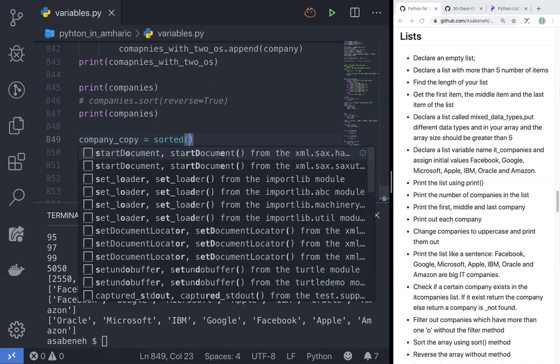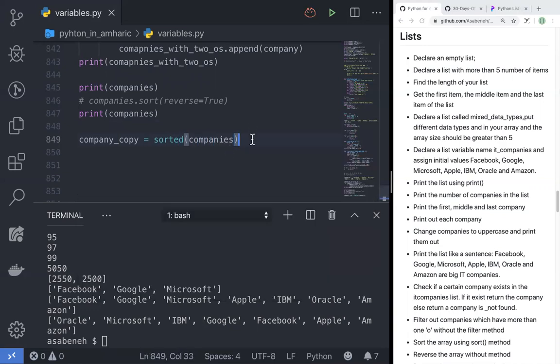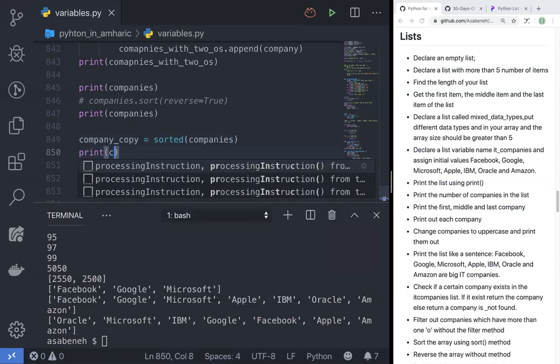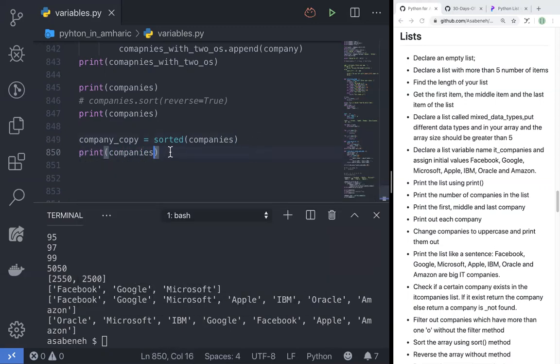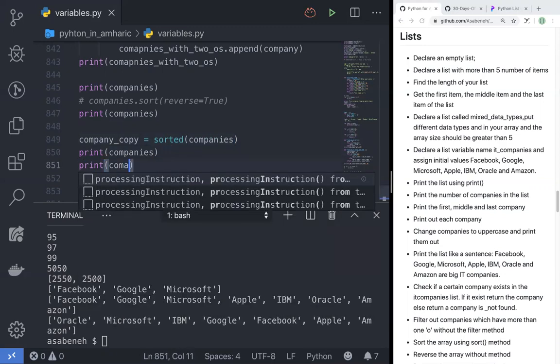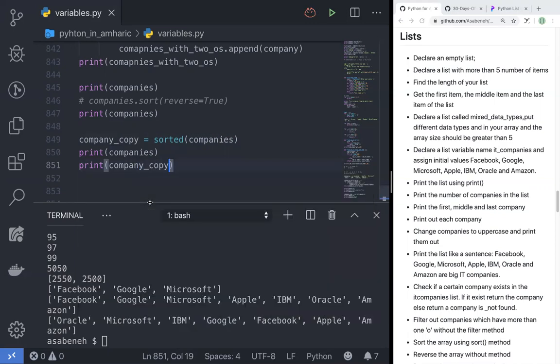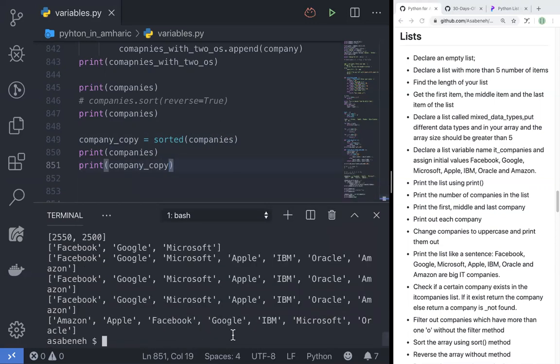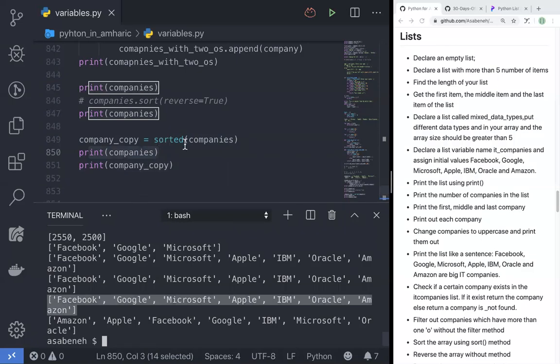sorted companies, and print. I'll print companies here because I want you to see both together. This one, companies sorted, is here sorted, and this one, companies, is the original, unsorted. So sorted does not mutate the original data. When we use sort, however, we can't avoid the mutation of the original data. So that's a big difference and you have to know it.